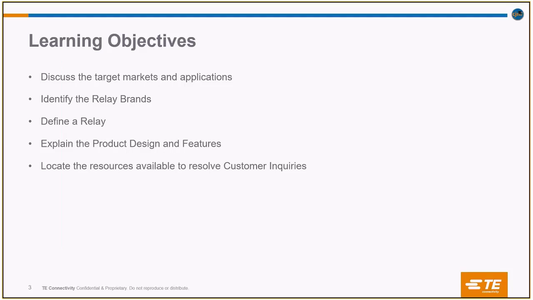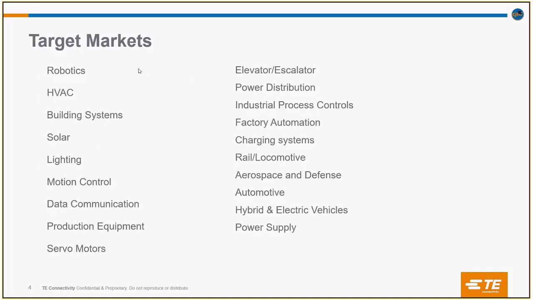We're going to talk about the target markets and applications. We're going to also identify some of the relay brands that we have. We're going to define what a relay is, product design and features, and locate the resources. Now let's talk about target markets. So robotics, HVAC, building systems, solar, lighting, motion control, data communication, production equipment, servo motors.